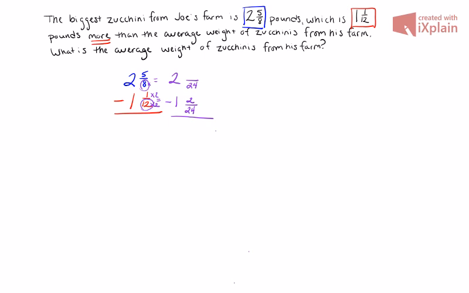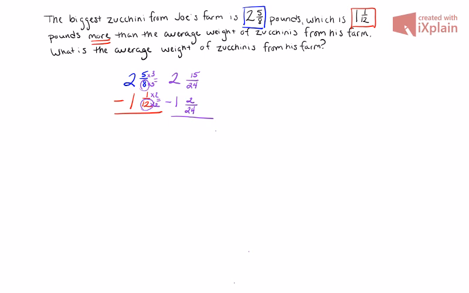In order to make an 8 into a 24, I would have to multiply it by a 3. That means I have to multiply its numerator by 3 too, to maintain that balance and to maintain the value, or the integrity, of the fraction we're working with. So that's going to give me 15/24ths.